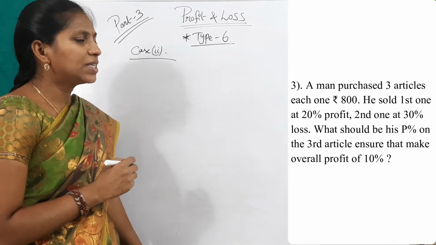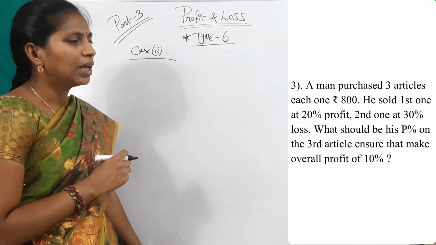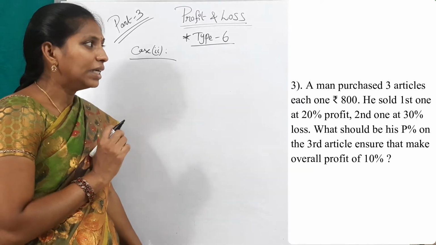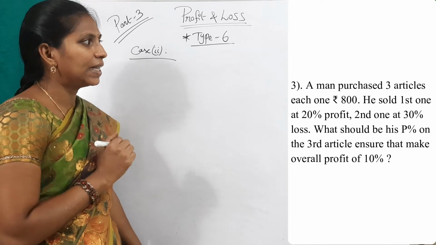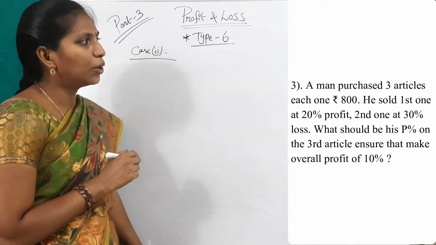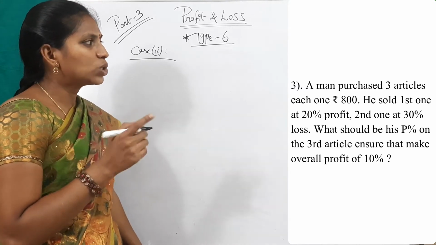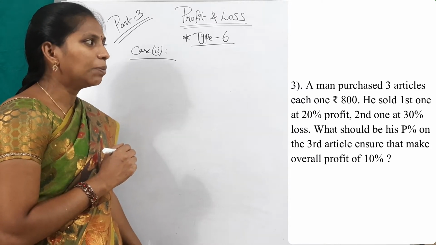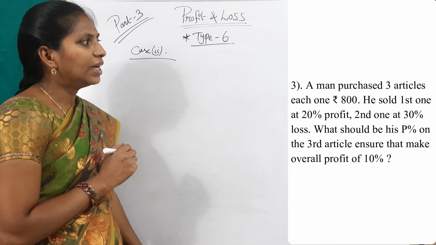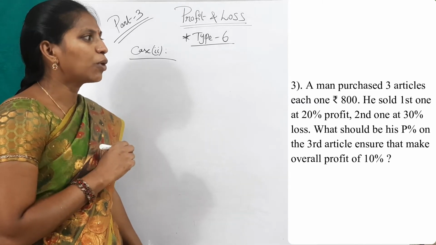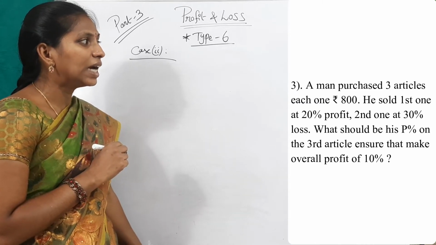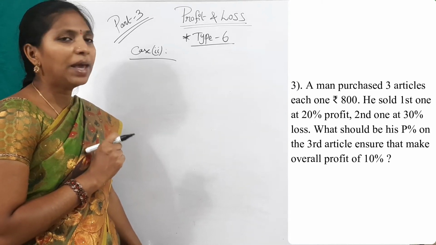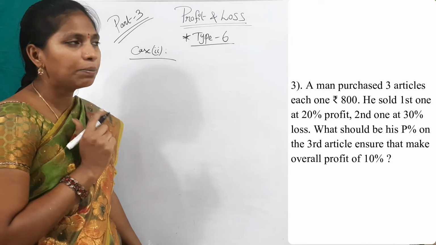A man purchased 3 articles. Up to here we discussed only 2 articles, but here a man purchased 3 articles, each one 800 rupees. He sold the first one at 20% profit, the second one at 30% loss, and what should be his profit percentage on the third article to ensure that he makes an overall profit of 10%?